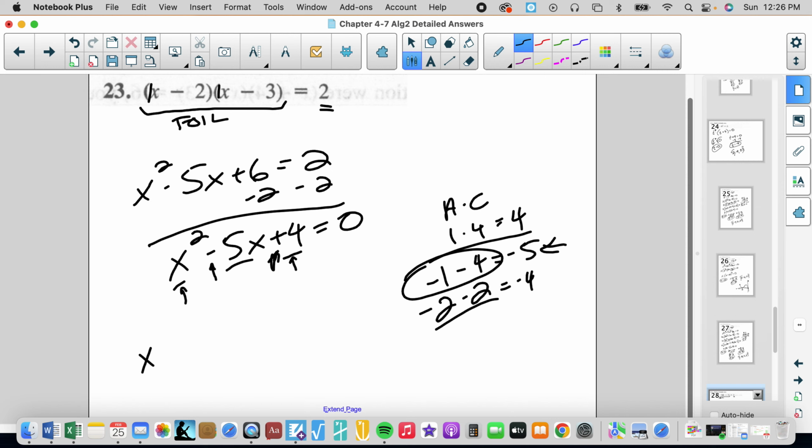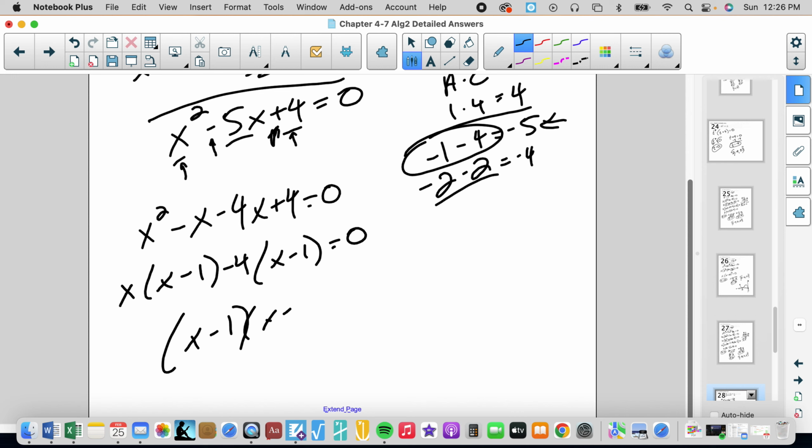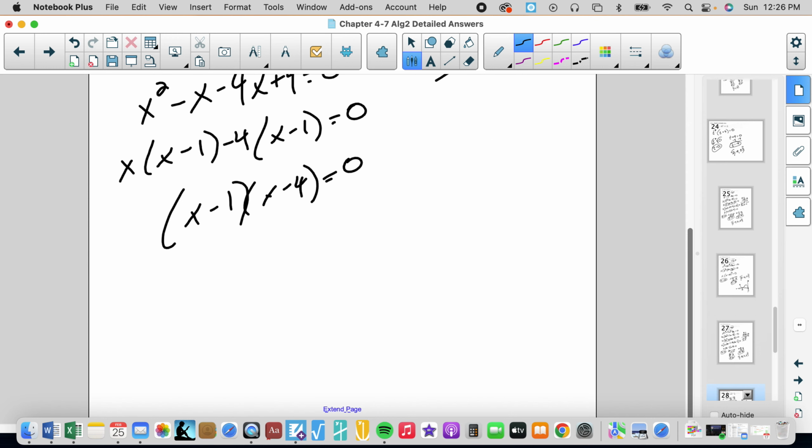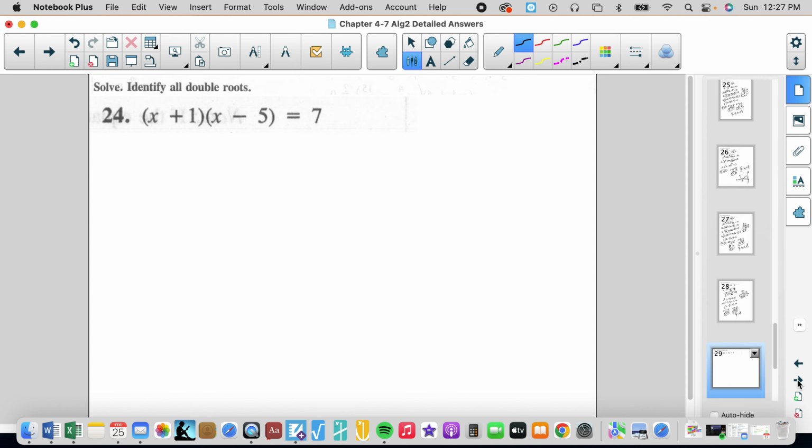X squared minus x minus 4x plus 4 equals 0. Factor out an x. Factor out a negative 4. X minus 1, x minus 4. Set them equal to 0, and we get x equals 1, x equals 4. 1 and 4.